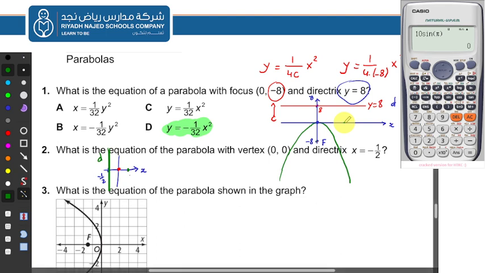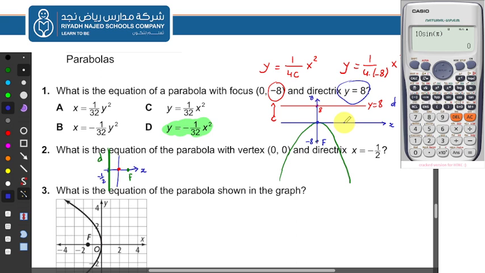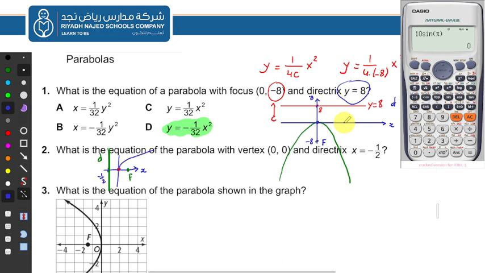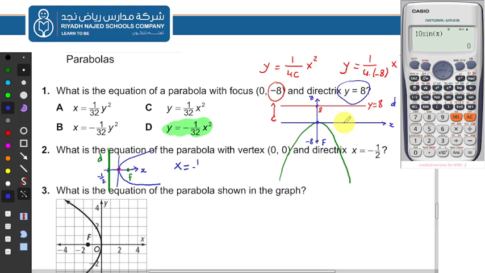It must be here, so that the vertex is in the middle. And this way we get an idea about our parabola. The curve or the graph of the parabola must include the focus. The focus must be inside the graph. So it is clear that the graph is something like this, which is horizontal. Since it is horizontal, we will use x equals 1 over 4c y squared, not y equals.